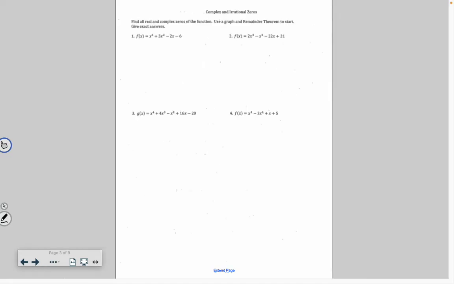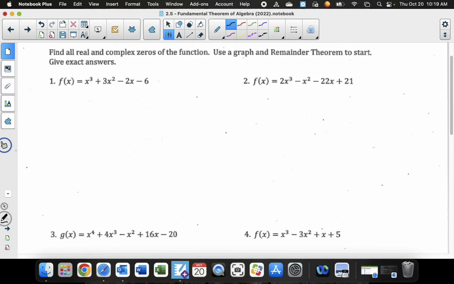Okay, so let me show you where we're headed today. I have this sheet, so I'll give you this. I've got 4 examples we're going to go through. Okay, take a look. So here is where we are headed.